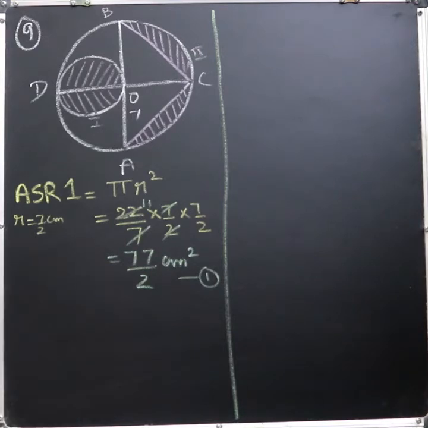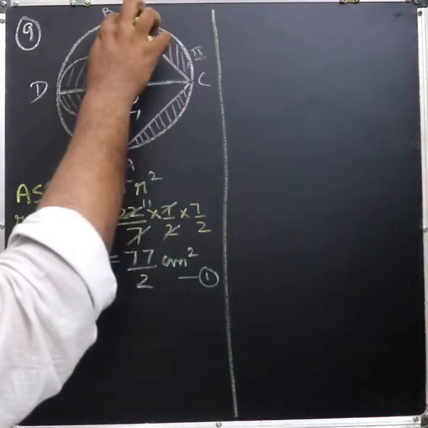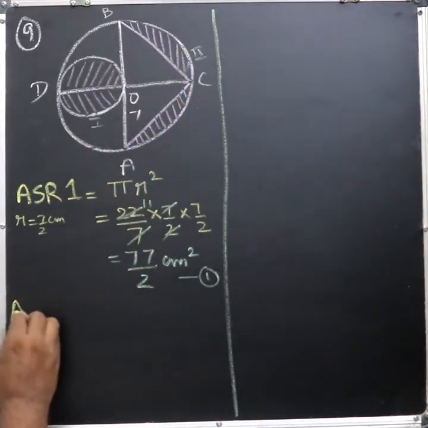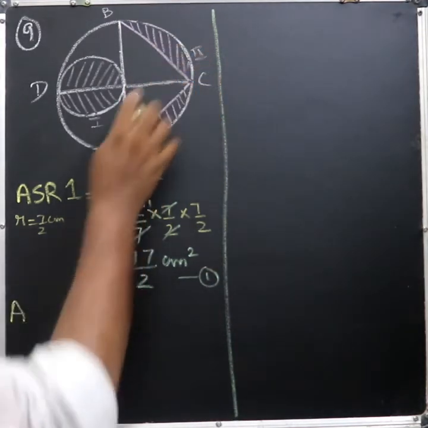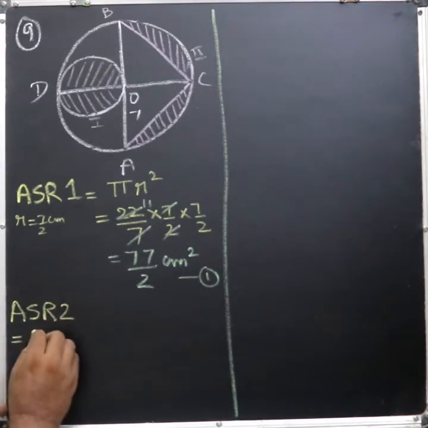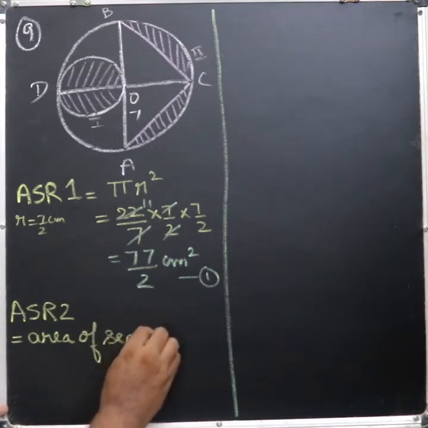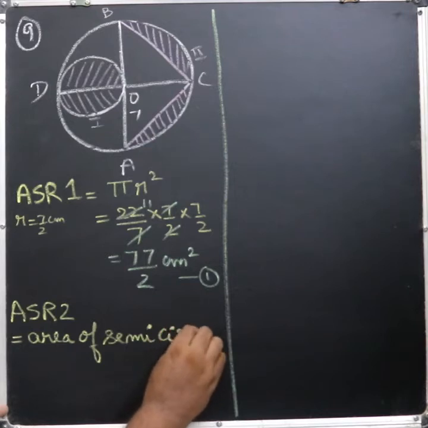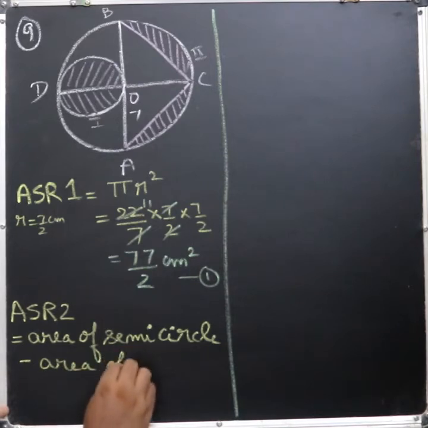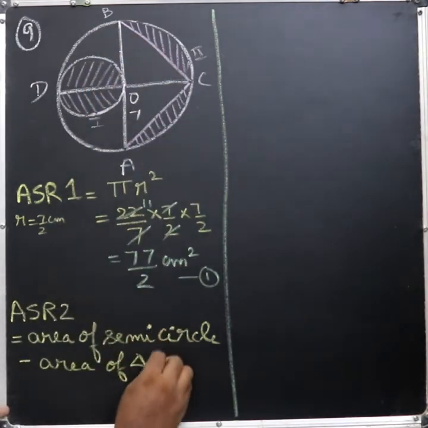When you take the area of the shaded region 2, we will take this entire semicircle. From the semicircle, you have to subtract the area of this triangle. Then you will get the remaining area, that is the shaded region 2. Area of shaded region 2 is going to be equal to area of semicircle minus area of triangle. That triangle is ACB. We will put it as ABC.